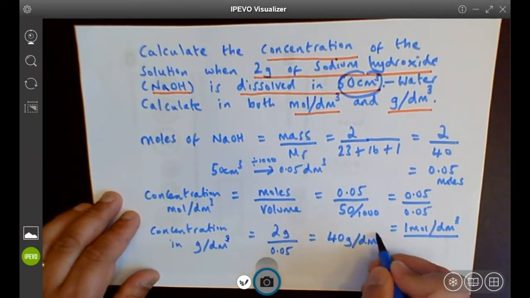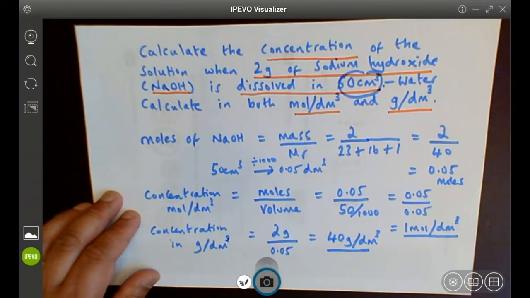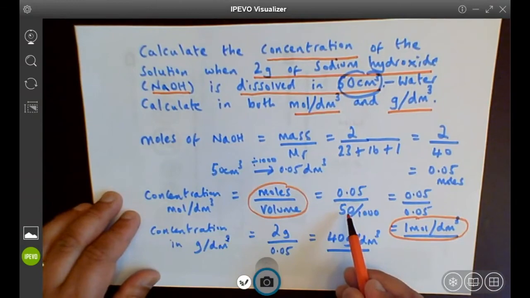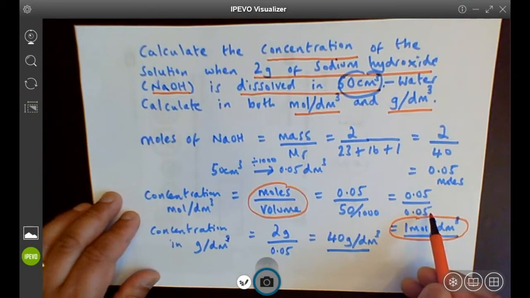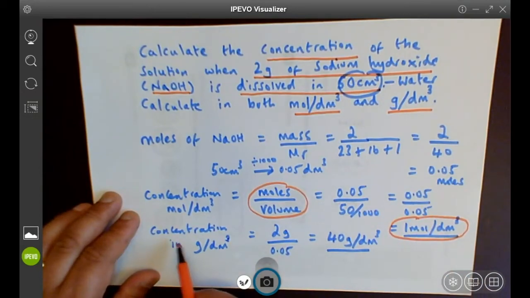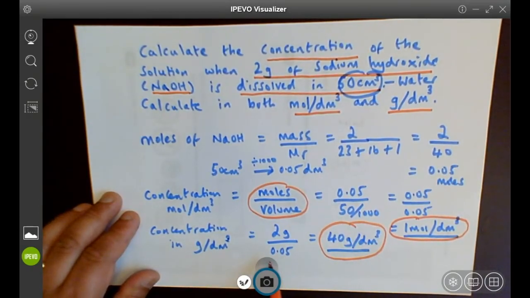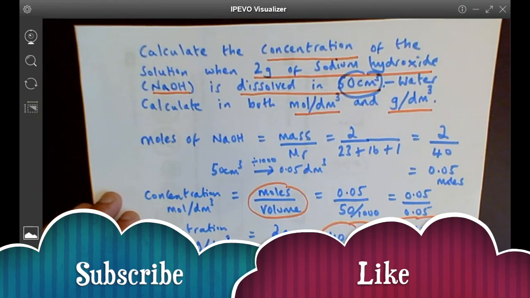So in this question now, we've got the concentration in moles per decimeter cubed, where we looked at the moles and we divided that by the volume, making sure we divided the volume, if it was in centimeters cubed, by 1,000 to make sure it's in decimeters cubed. And we've also worked out the concentration in grams per decimeter cubed by taking the mass and dividing that by the volume, and we end up there with 40 grams per decimeter cubed. And again, remember, converting that volume from centimeters cubed to decimeters cubed.